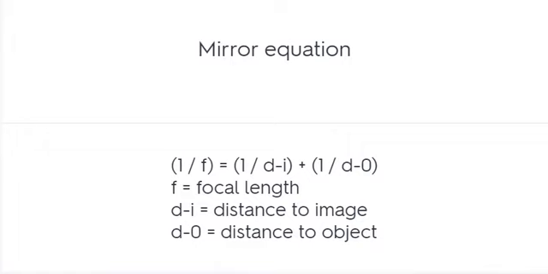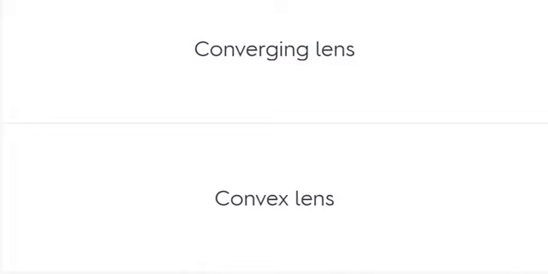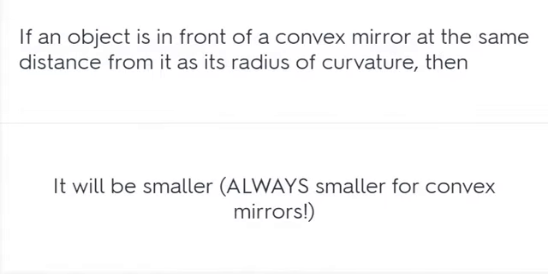Mirror equation. 1/f equals 1/di plus 1/do, where f equals focal length, di equals distance to image, do equals distance to object. Converging lens, convex lens. Diverging lens, concave lens. If an object is in front of a convex mirror at the same distance from it as its radius of curvature, then its image will be smaller.